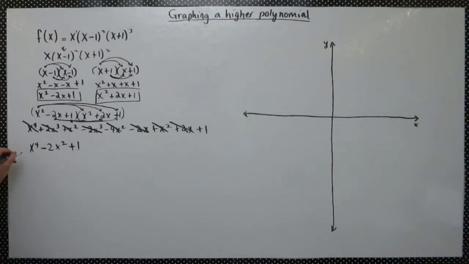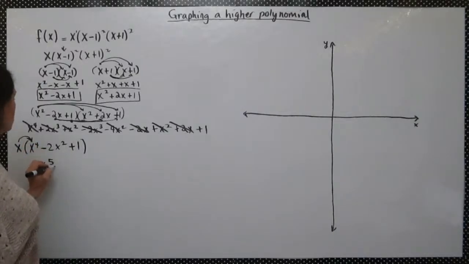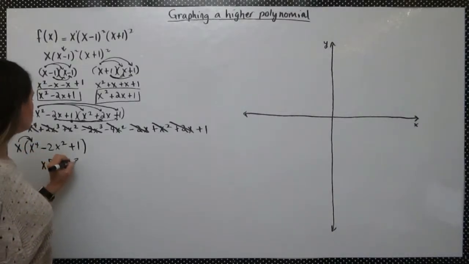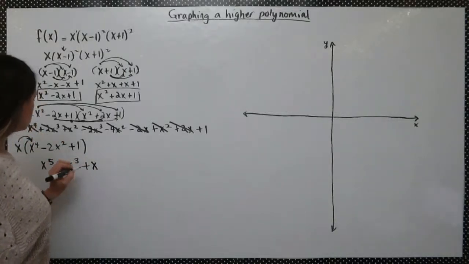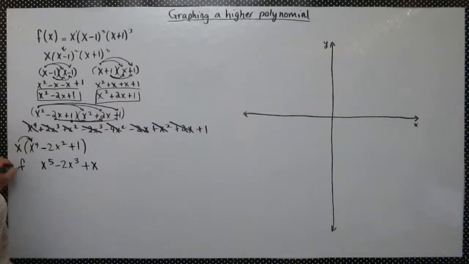And then this is the result of this product here. These two numbers, we still have this x term to contend with. So we'll just multiply through everything. It gets a factor of x. So we have x times x to the 4th. That's going to give me x to the 5th. And then x times negative 2x squared is going to give me negative 2x cubed. And then x times 1 is going to be plus x. And here is my new function in expanded form.